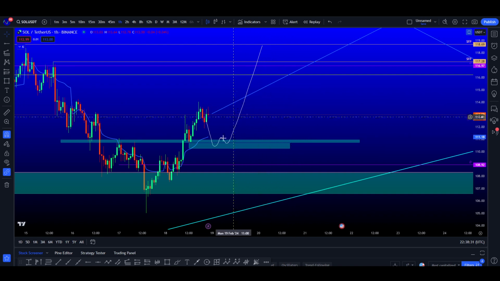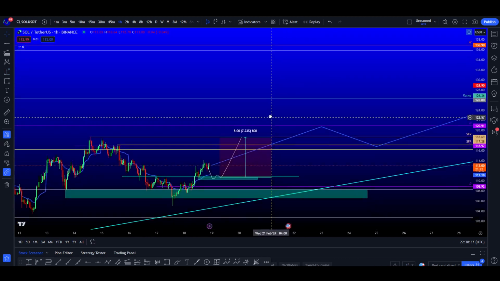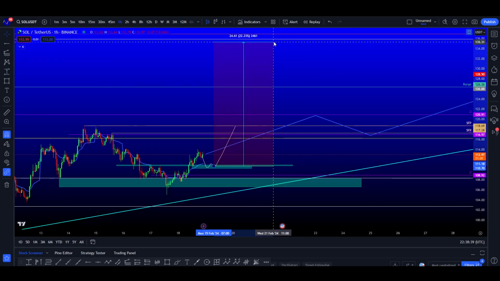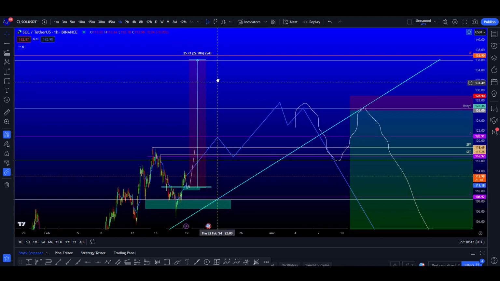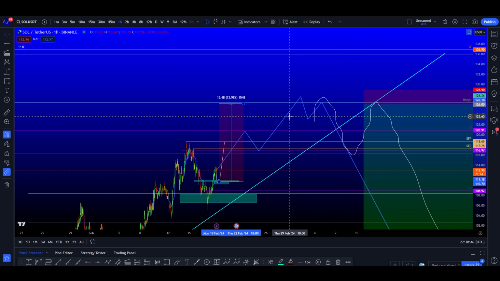All right, before moving higher. So locally, that would be a nice little long entry to then target those higher prices, which I mentioned before, then looking for a short position, right? 14% away. So that's pretty much it.